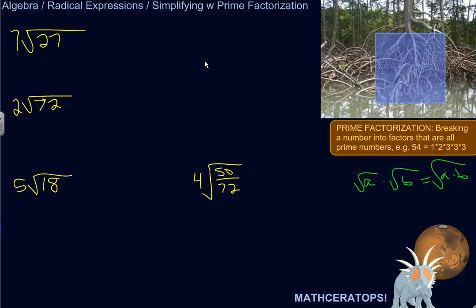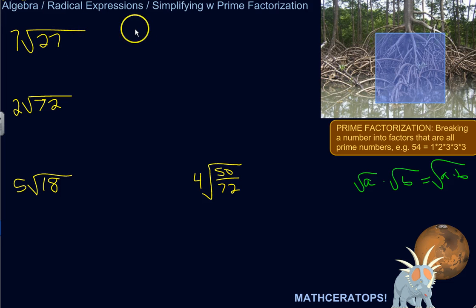Alright, so we are going to simplify some radical expressions using a little tool that you're already familiar with. It's prime factorization. So here we've got some radical expressions, or expressions with radicals. So 7 times the square root of 27 would be one. And we want to get this in its simplest form.